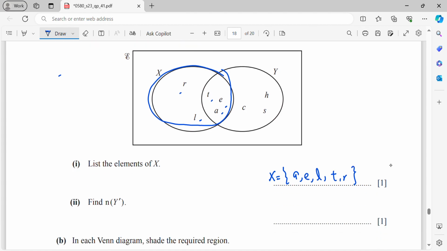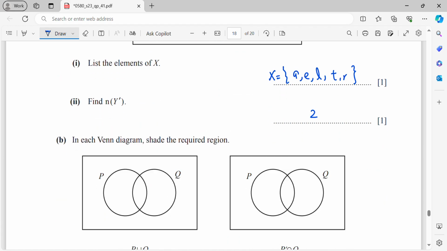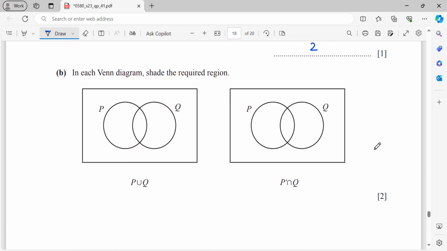Find n(y prime). Y prime is basically outside the y. Outside the y means R and L, and they are 2. In each Venn diagram, shade the required region. P union Q. P union Q means belongs to P or Q or both. Means just shade the 2 circles.